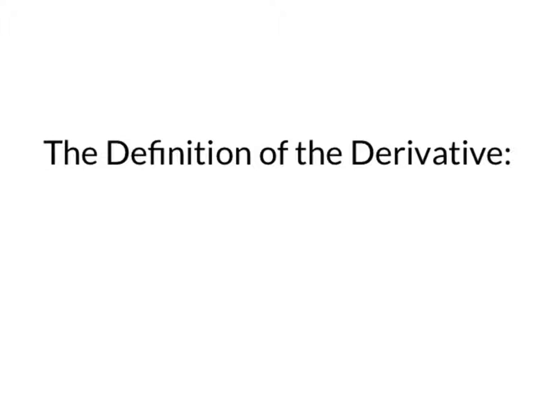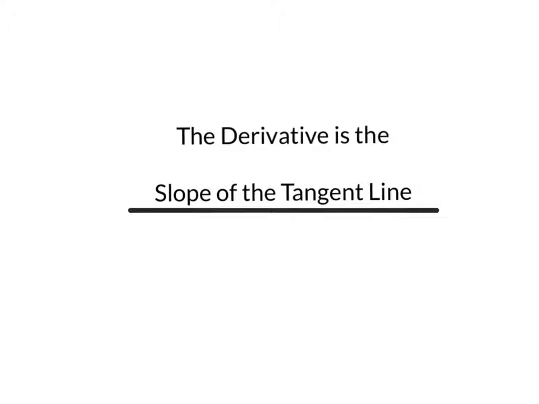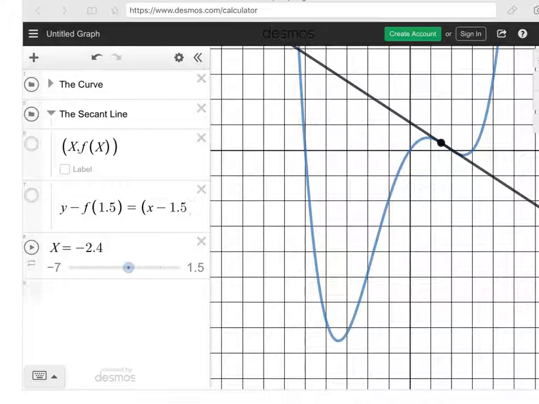In this video, I want to develop the two limit definitions for the derivative that we're going to use in calculus. First of all, we want to be reminded of what the derivative is, and that is that the derivative is the slope of the tangent line.